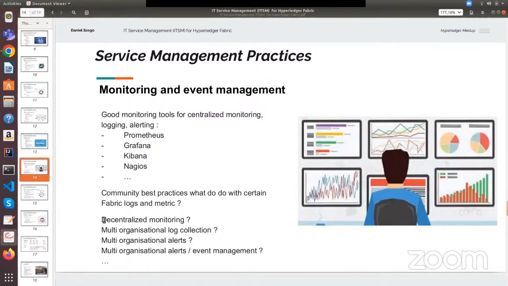And of course, the question is here as well. These are tools which work very well at one company, at one organization, but there is an organizational setup to consider. If we want to do monitoring and event management in a decentralized way, how do we integrate the different independent Prometheus, Grafana and Kibana setups across several organizations? How do we collect logs in a decentralized way, for instance? How do we manage alerts or events, or who gets the email if something goes wrong, if we speak of a fully decentralized or semi-decentralized maintenance operation? These are hard questions, at least for me.